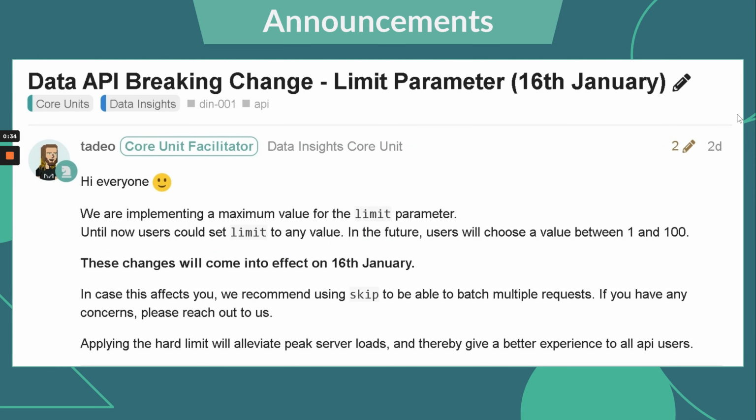The announcement lets us know that as of January 16th of 2023, the limit parameter will be restricted to a value between 1 and 100, as opposed to the unlimited range that users previously had available. Applying a hard limit will alleviate server loads and also provide API users with a better and smoother experience. Also to note, default sorting is being added to all response objects.